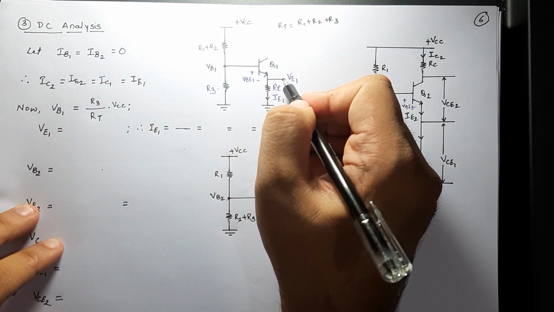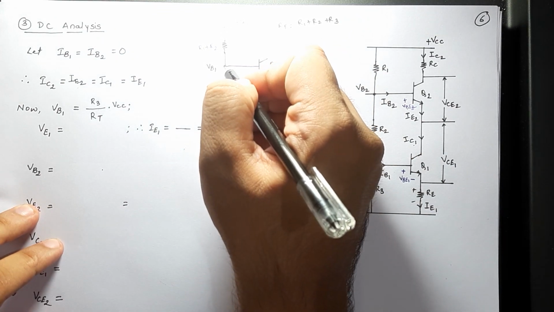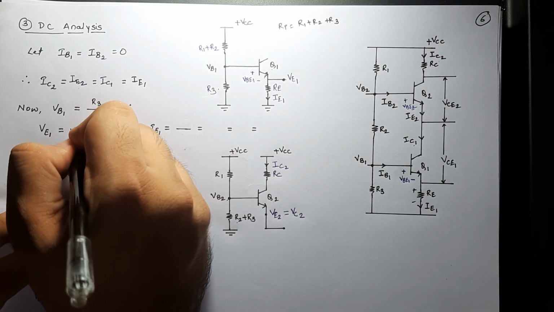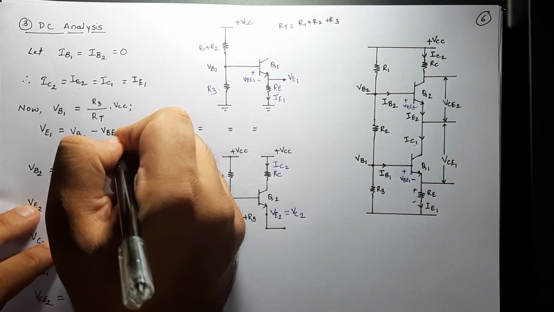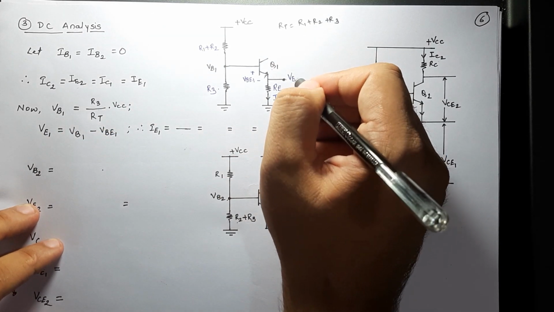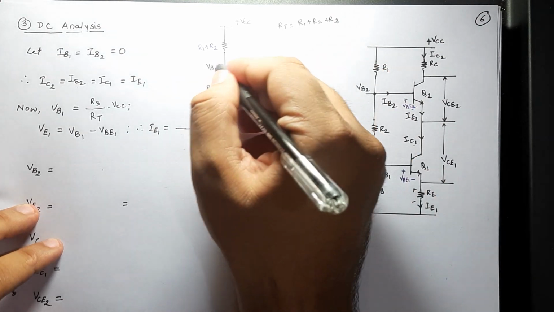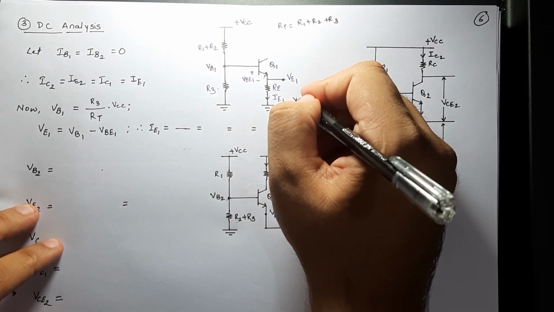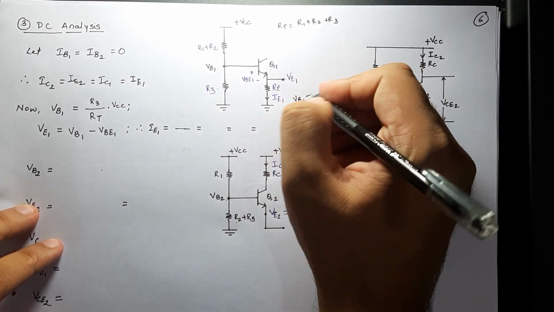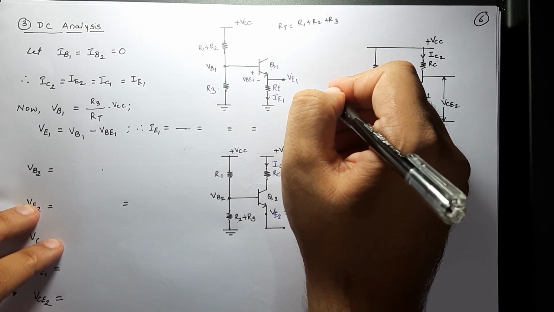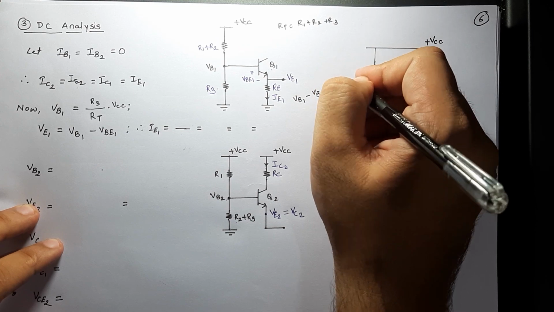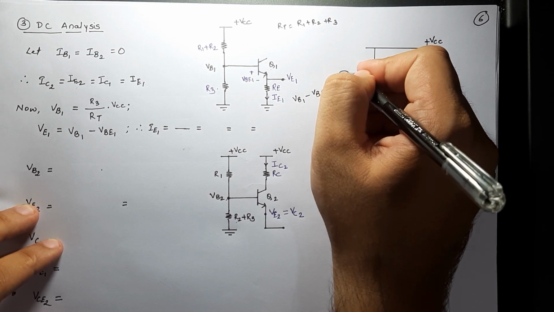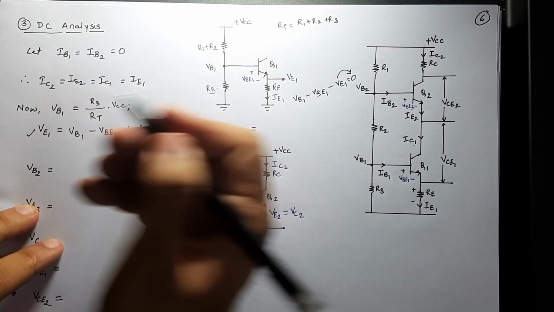VE1, that means the point over here. If I start my journey from this point, it will be simply VB1 minus VBE1. If I want to write it in simple KVL format, it would be VB1 minus VBE1 minus VE1, which is equal to 0. I took this term over here and hence the result over here.